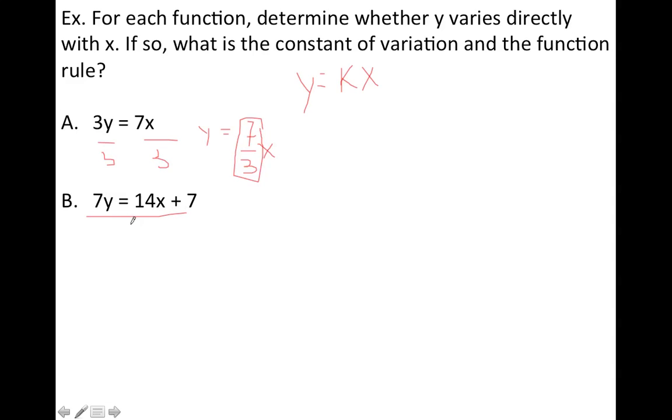Means we gotta get y by itself, so we divide by 7, and we get y equals 2x plus 1. Again, since we have a number added or subtracted at the end, that means this function does not vary directly, so no. And we are done. There's no constant of variation.